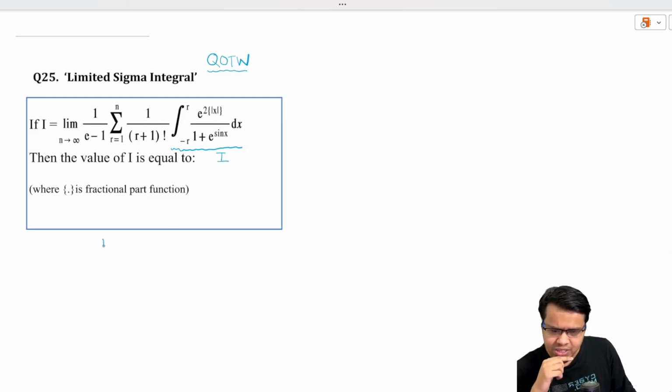Then we can check if this function is odd or even, but you can quickly check this is neither odd nor even. So let's apply King's rule. We know King's rule, we can rewrite x as a plus b minus x. Here a plus b is 0, so 0 minus x.